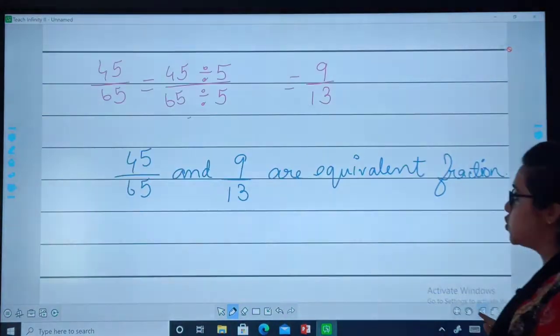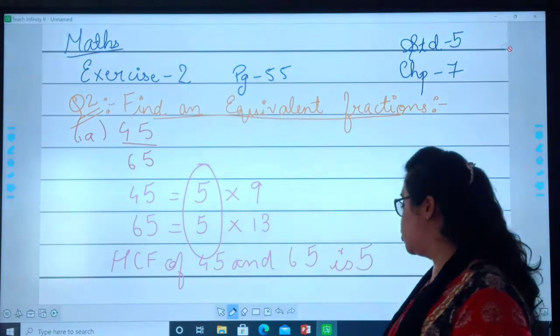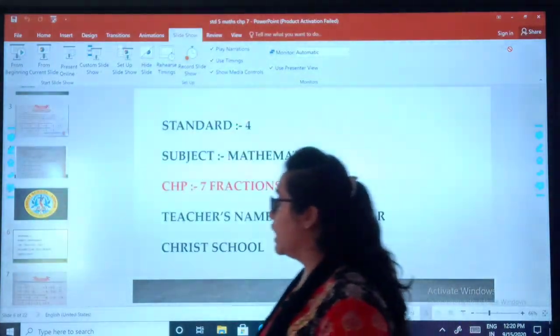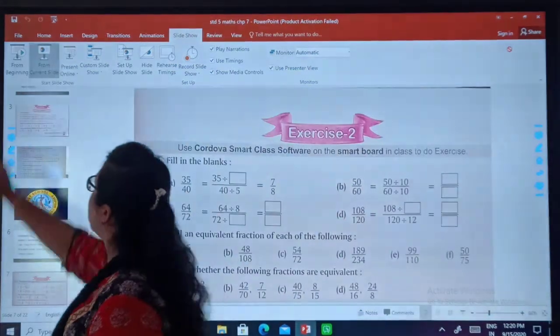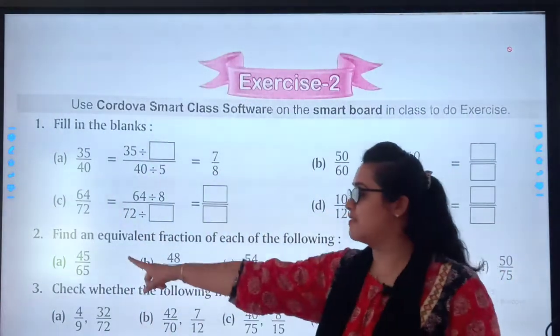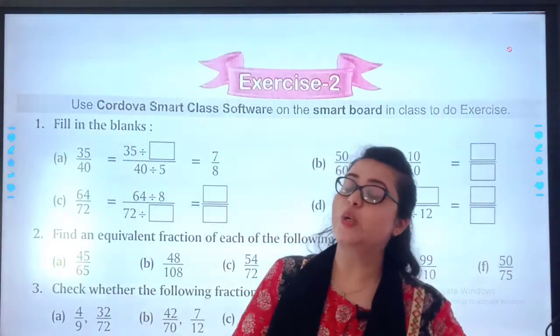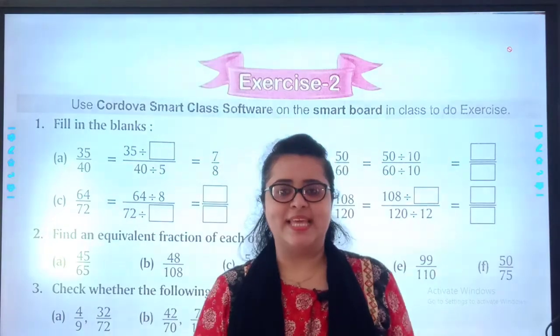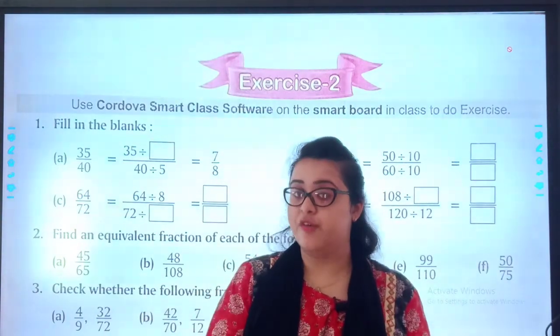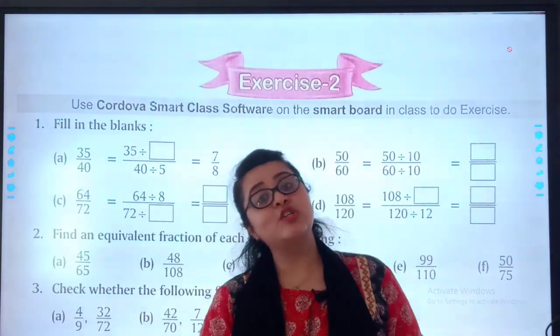See the question number 2. Question number 2 is also easy. So now students, now it's your turn. Now you will be solving your exercise 2 as a part of your worksheet. We have solved this one and this one. The remaining sums you will be solving. Don't worry, I will be sending you the PDF. But till that you have to practice and you have to send me the photo shots.